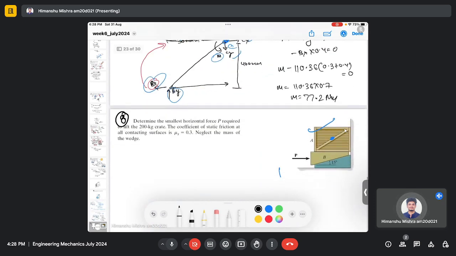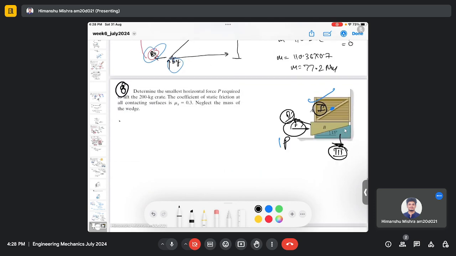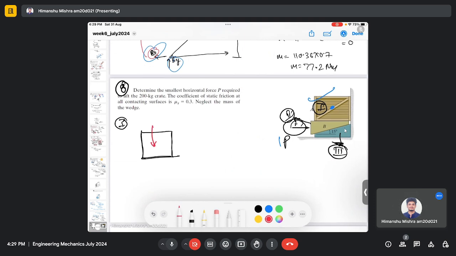So first, let's consider body 1. This is my body 1, this is my body 2, and this is my body 3. We need to calculate the unknown force P here. So when we consider body 1, we have a weight which is acting, which is 200 multiplied by 9.81.